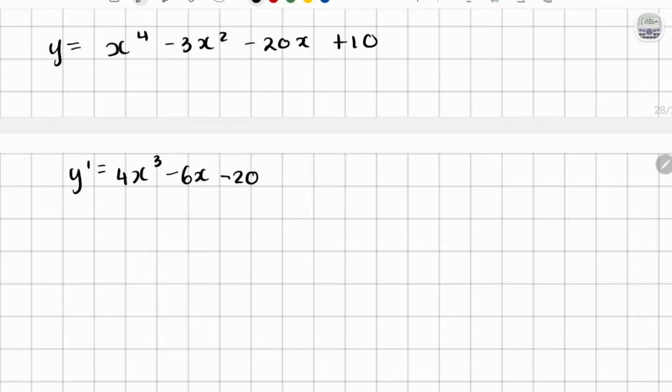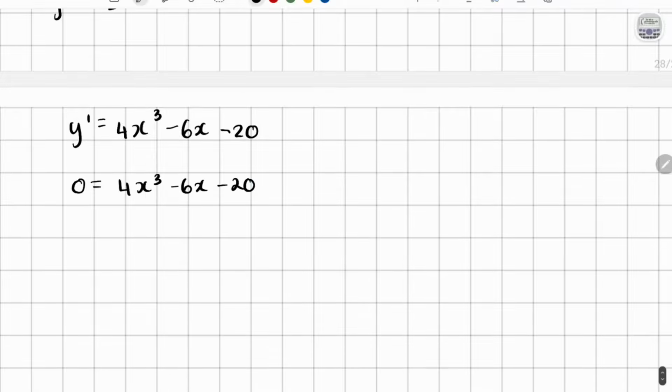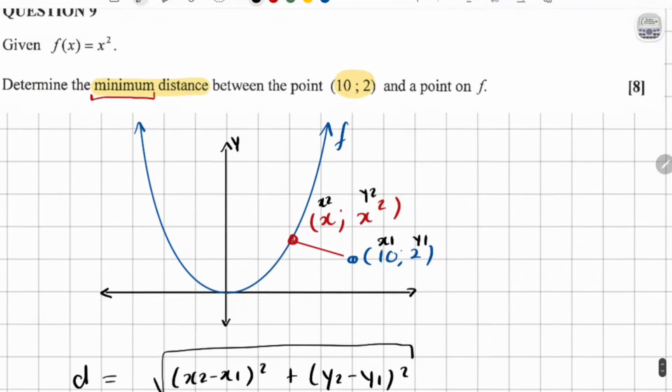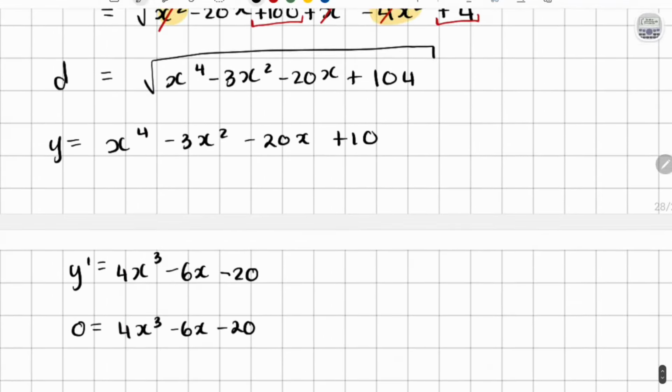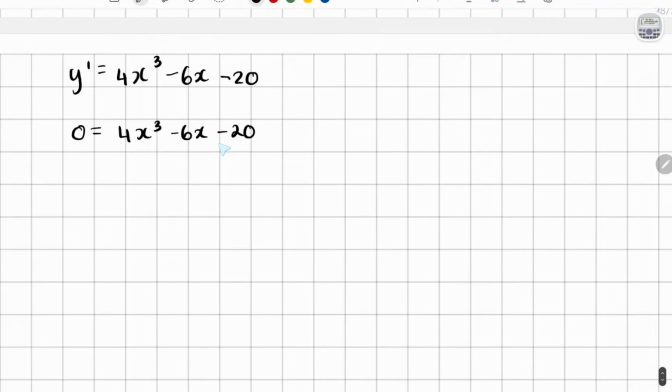Now, to find the minimum value happens at the turning point. To find the turning point, you're really just going to make your gradient equal to 0, because the gradient of a turning point is always 0. That's why it's stationary. So 0 is equal to 4x cubed minus 6x minus 20. Okay, then we have to factorize this. Okay, so this was for 8 marks. That's probably why. So you see, we have to factorize a cubic function.